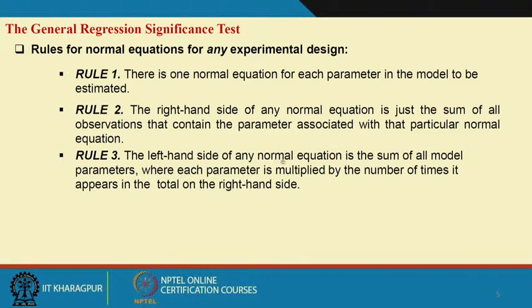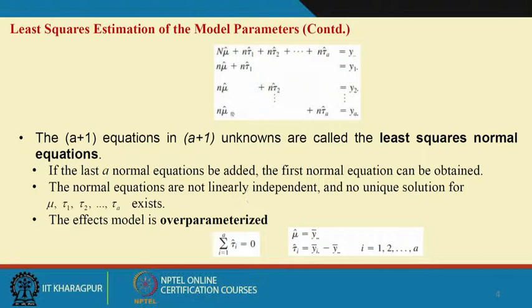Rule 3: the left hand side of any normal equation is the sum of all the model parameters, where each parameter is multiplied by the number of times it appears in the total on the right hand side. Suppose you consider this one, this is y 2 bar, it appears n times on the left hand side for a particular row, the number of observations you got, n replications. So the parameters in this equation are multiplied by the number of observations, that is n.